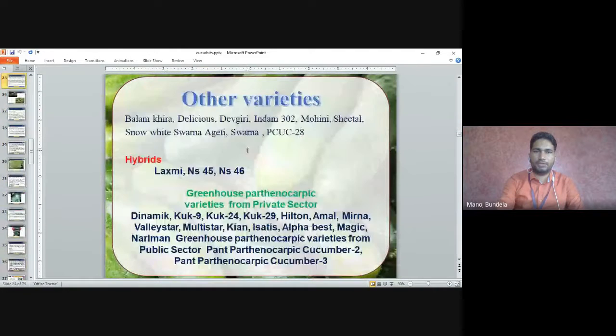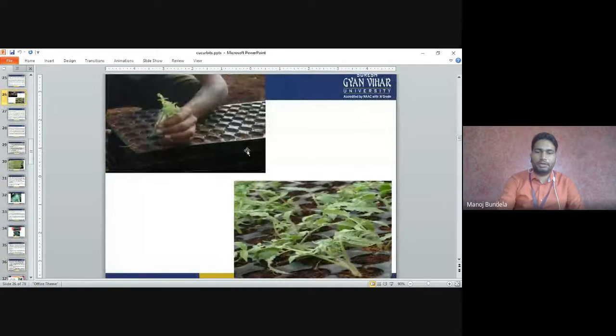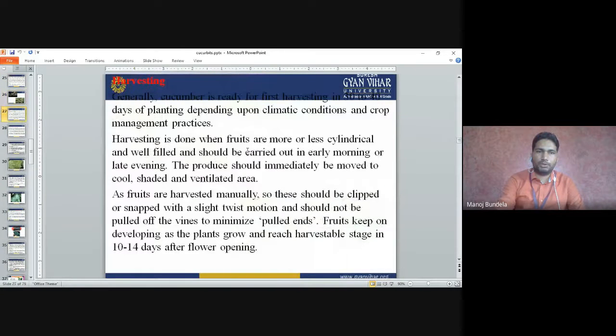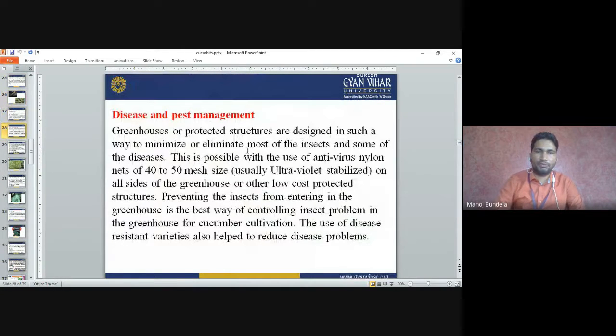We discussed which varieties are suitable for greenhouse cultivation and which varieties are suitable for polyhouse cultivation. Next, vegetative propagation also we discussed. Next, we will discuss disease and pest management.